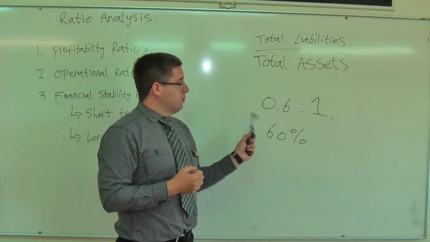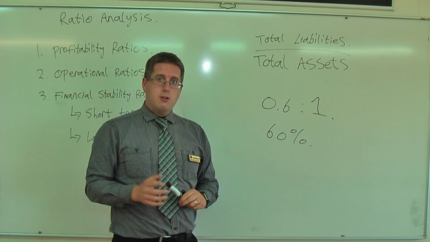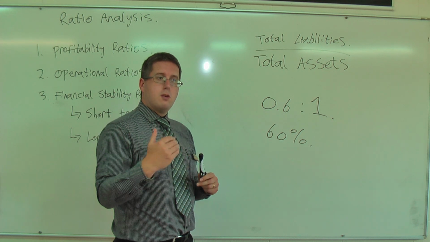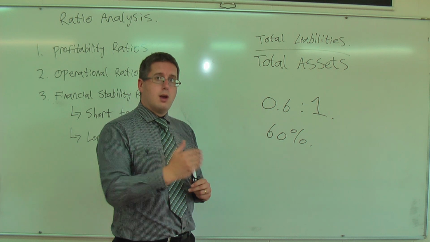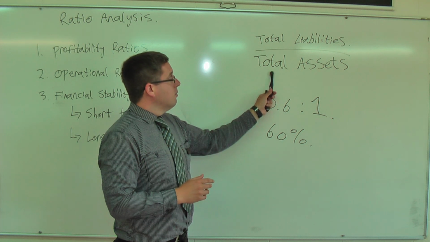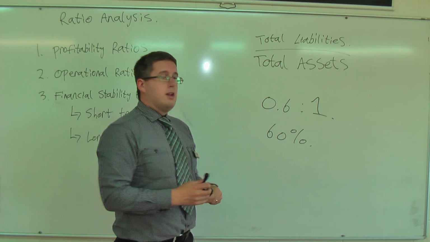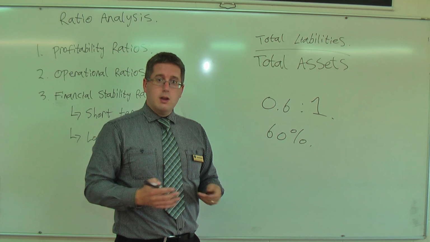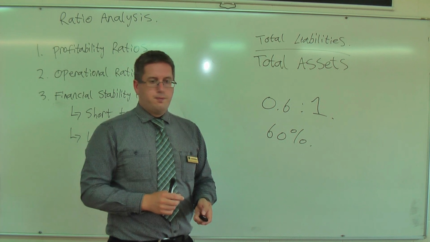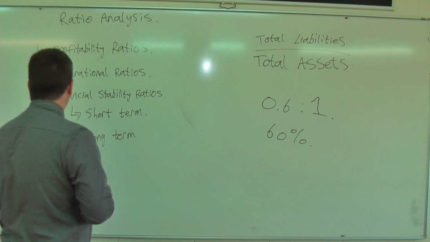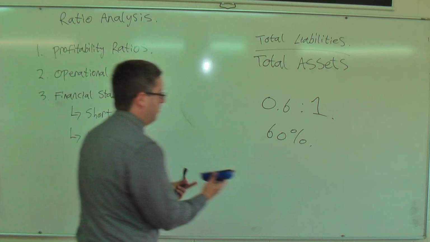So it should be less than 1 to 1. The lower this is, the better. And it should hopefully go down over time, because hopefully you're paying off your liabilities over time, or increasing your assets over time. So that just looks at the source of funding for assets. The last ratio is the debt to equity ratio.